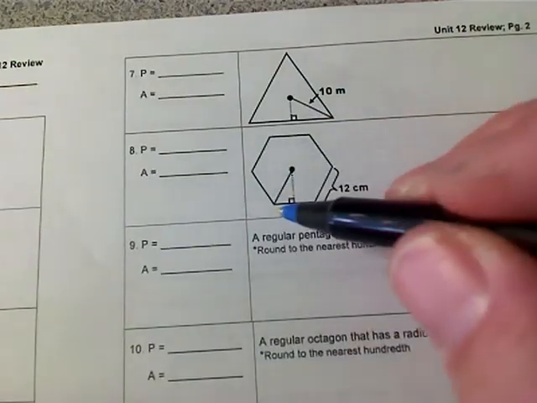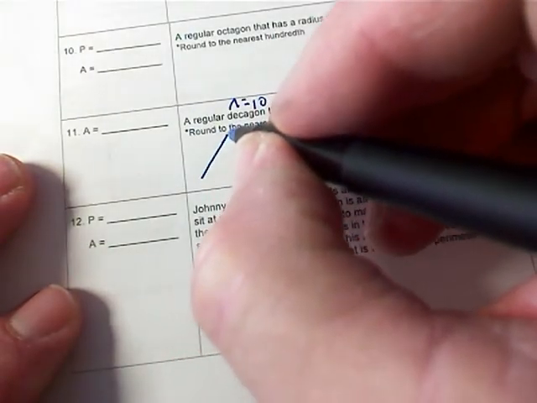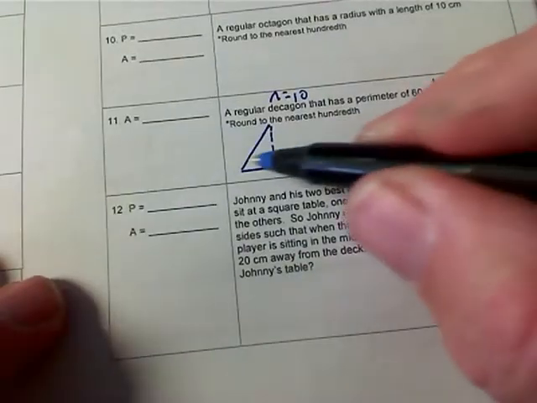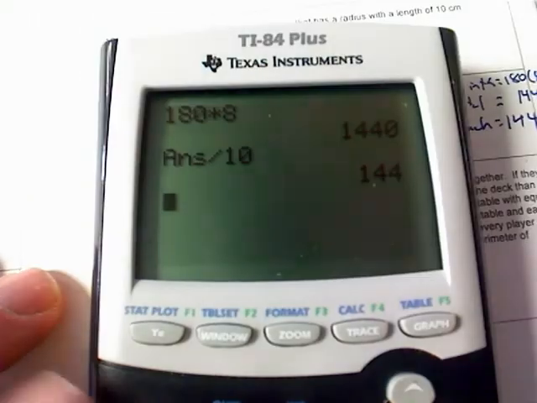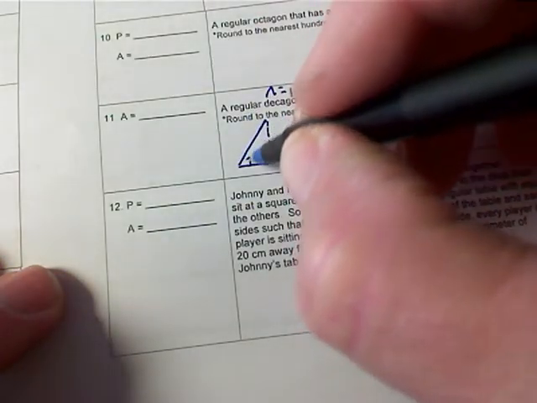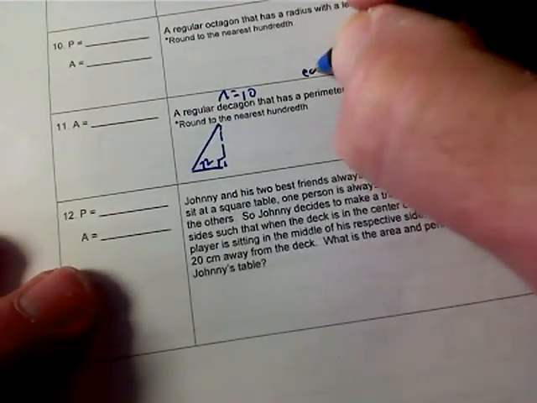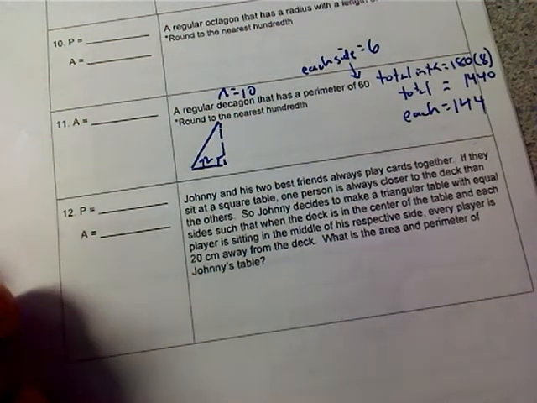Now, just like this polygon here, I'm going to draw this triangle. And so what I've got is this triangle here. But now this angle is half of 144. So I take that 144 and divide it by 2. That angle is 72. So this angle is 72. Now it says the perimeter is 60, and so each side must be 6 because there's 10 sides.